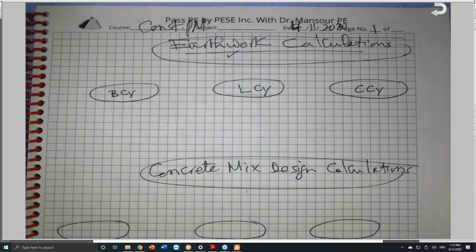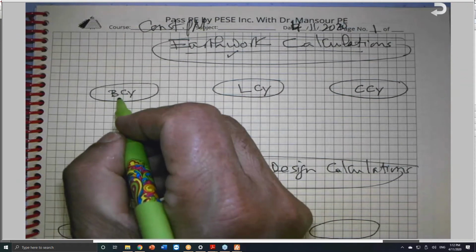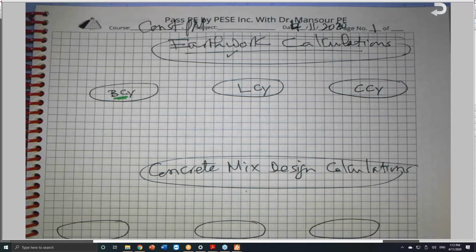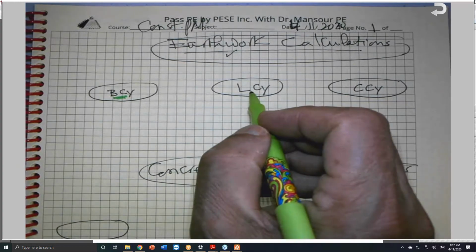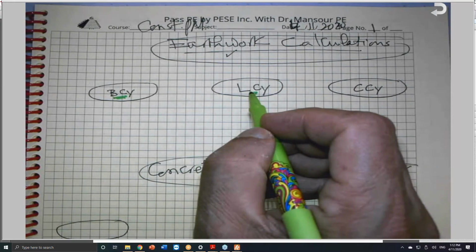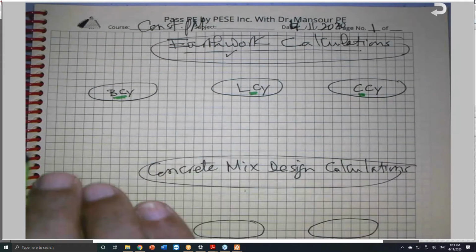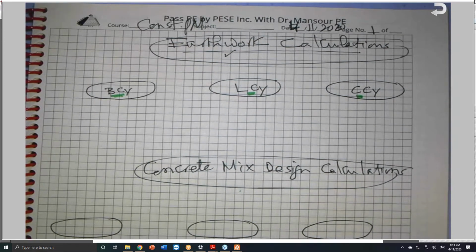I can show them in my books, but they are available everywhere. I can explain them. I need you to know how we can convert from one to another. Bank cubic yard is the material as it exists before disturbance or before excavation, as God created it, in place, or in situ, as we call it. The loose cubic yard is after we perform the excavation, disturb the soil, and start to load it in trucks or move it; it is in loose condition. And compacted cubic yard is after we place the soil and compact it to the proper compaction.